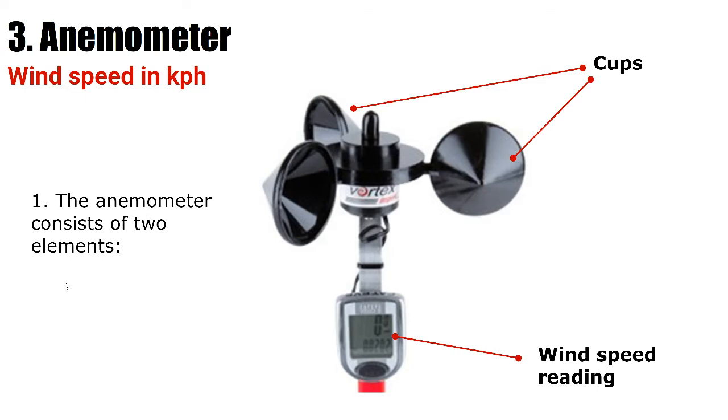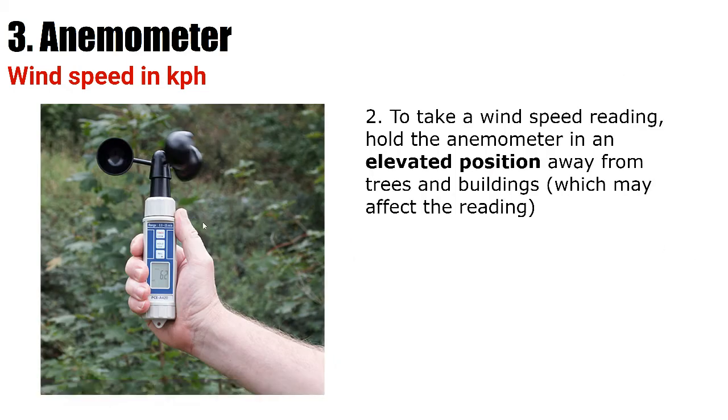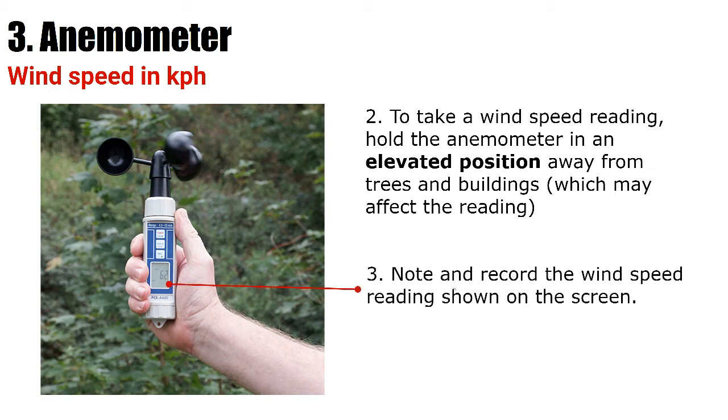So here's your description of it. The anemometer consists of those elements here. There's the cups that spin, as you saw in that little GIF before. There's your wind speed reading coming through here. So you take this out into an elevated position, hold it up above your head, away from trees or buildings, because the trees might slow down the wind speed, or you might get a gust around the corner of a building. So away from places that could affect it, and you can see the photographer here has captured this in mid-spin, and there is the wind speed coming through there. You will then, third point, note and record the wind speed shown on the screen. Okay, you can add those into your notes now.